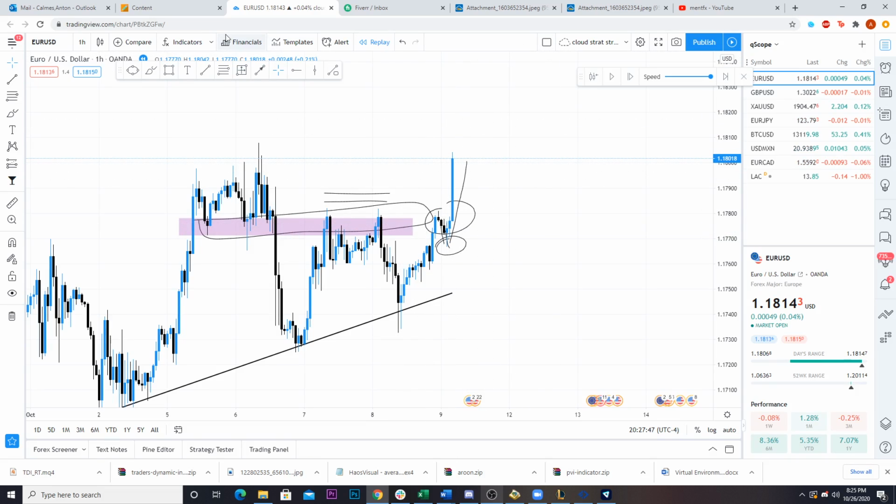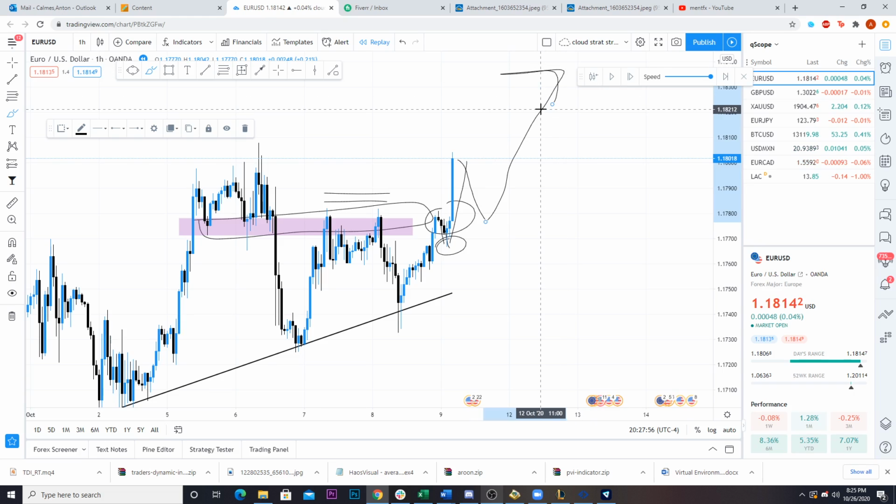Now that we've grabbed it, we can anticipate that price most likely wants to come down to grab the liquidity of people that have stop losses on this buy before continuing higher, right?